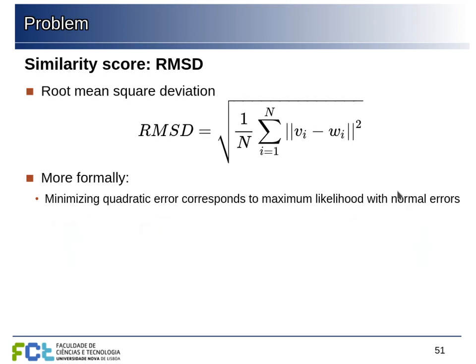A more formal justification is that this minimization of quadratic errors corresponds to a maximum likelihood solution when we have normally distributed error. So we saw this in linear regression some lectures ago, and it's the same idea here. If we assume that there is some normally distributed random noise between the two structures, then minimizing the quadratic error will give us the maximum likelihood solution.